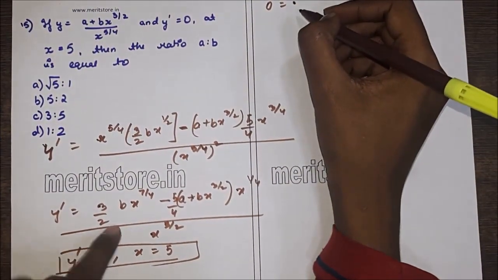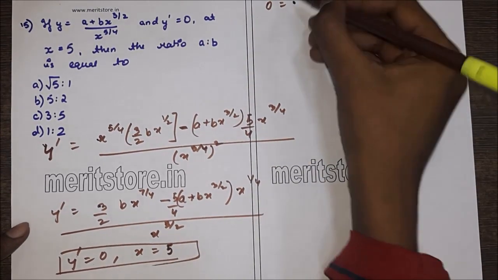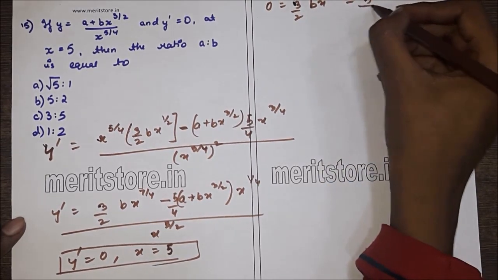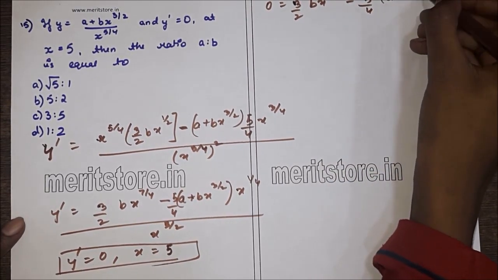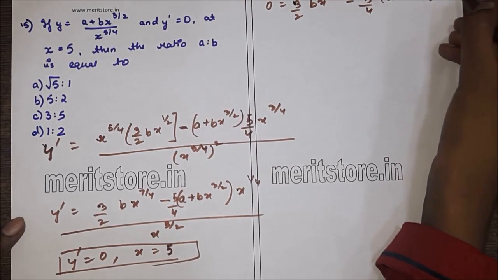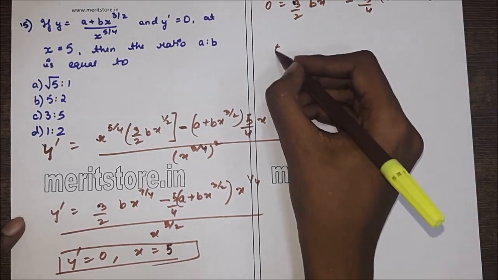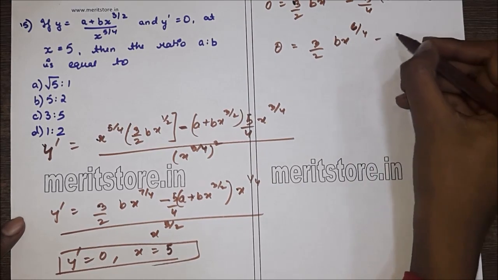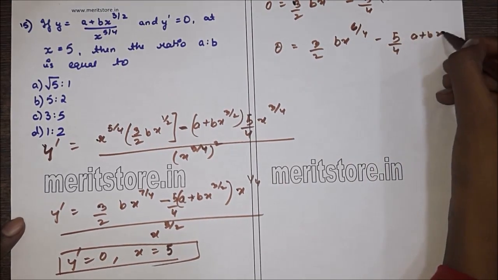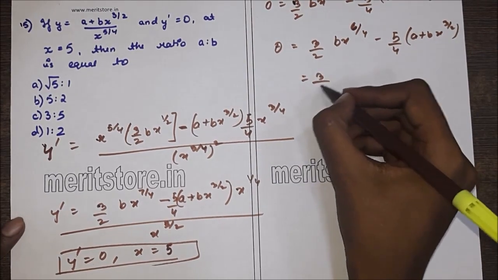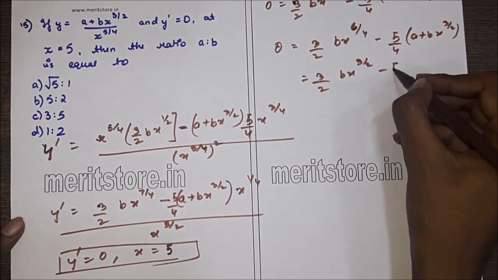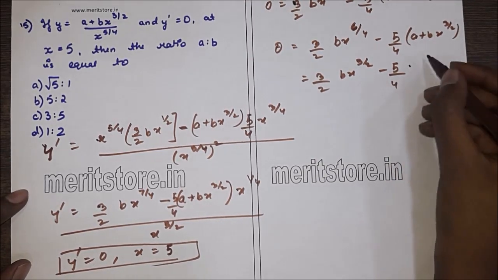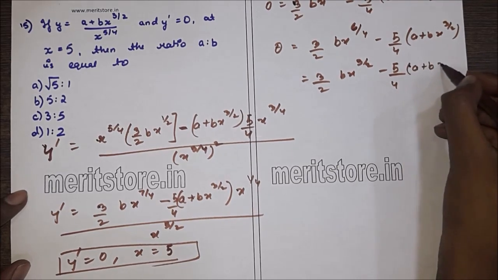first we simplify the value of x, then we substitute the value. So we have 3 by 2 b x raised to 7 by 4 minus 5 by 4 a plus b x raised to 3 by 2 into x raised to 1 by 4. Divide throughout by x raised to 1 by 4. We get 3 by 2 b x raised to 6 by 4 minus 5 by 4 a plus b x raised to 3 by 2. This is nothing but 3 by 2 b x raised to 3 by 2 minus 5 by 4 a plus b x raised to 3 by 2.